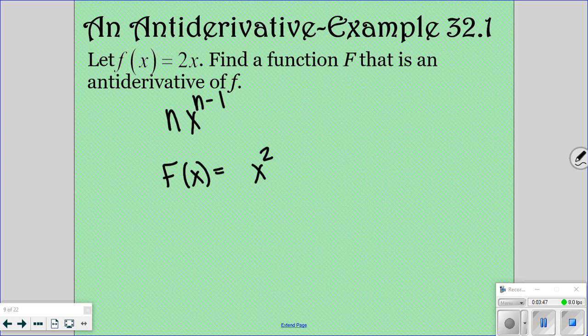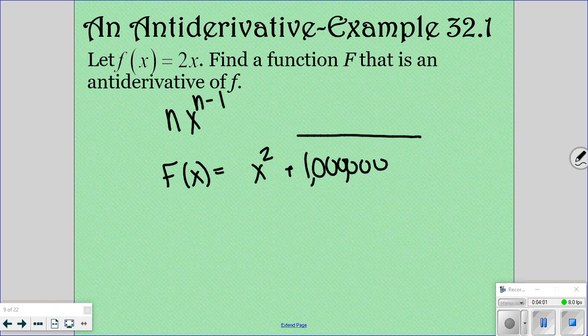So just pick a number. The book picks negative 463. I'm going to pick 1,000,000. There's my answer.